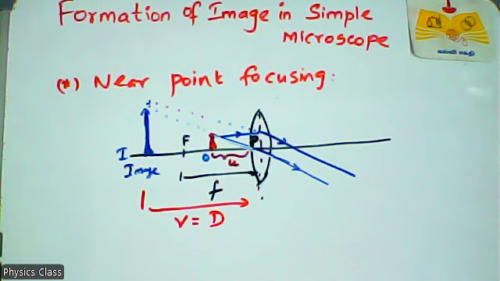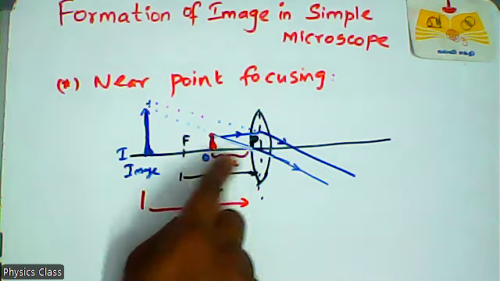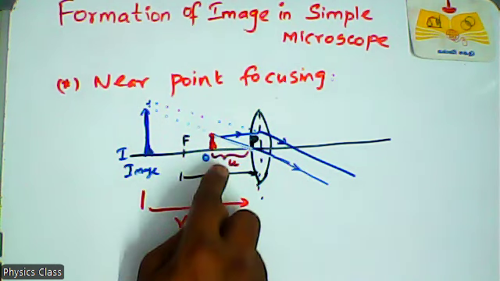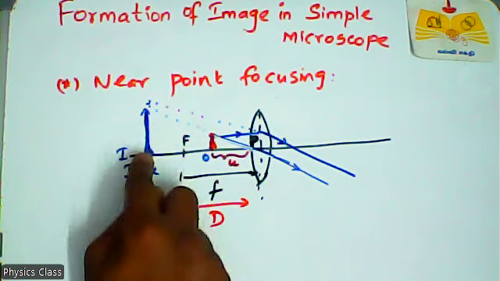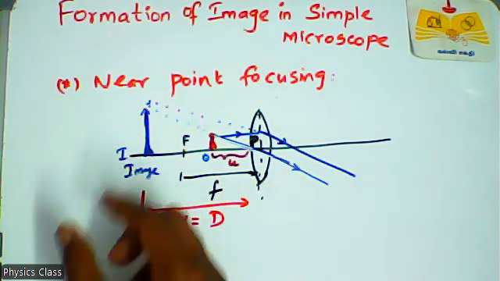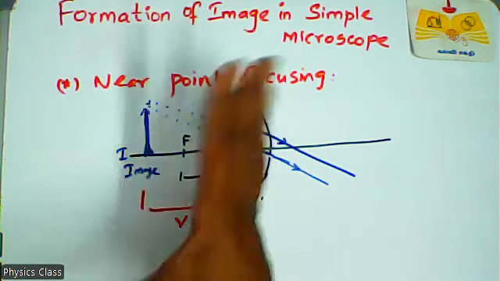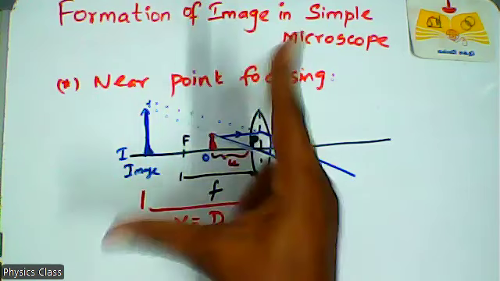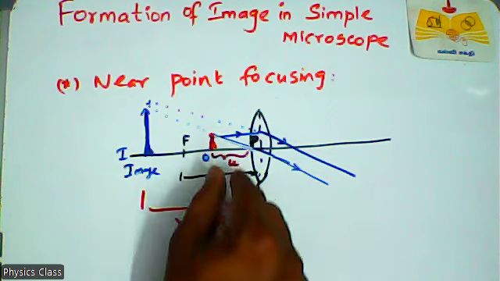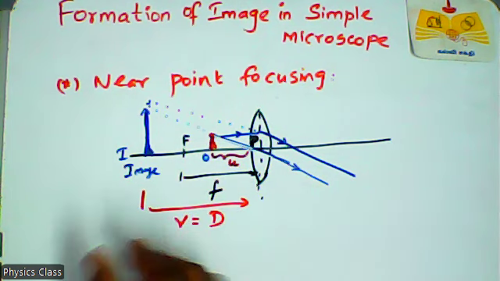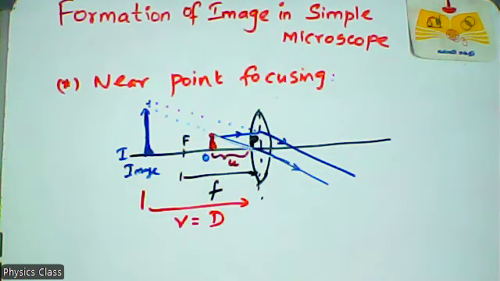The object is placed in front of the lens between F and P. The object is here, and the image is formed here. It is an erect, virtual, magnified image. Magnified means enlarged. Object distance U, image distance V, and we can write it as D, because D is the near point for the human eye, 25 centimeter.